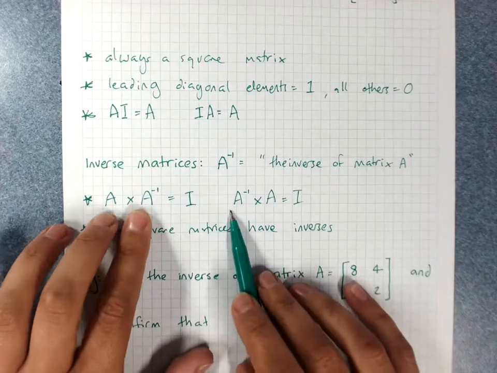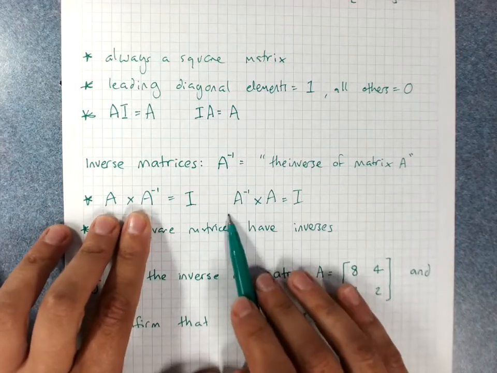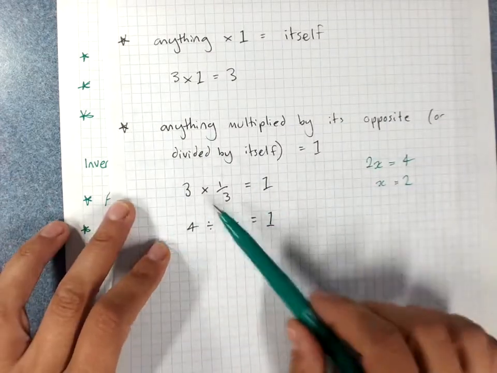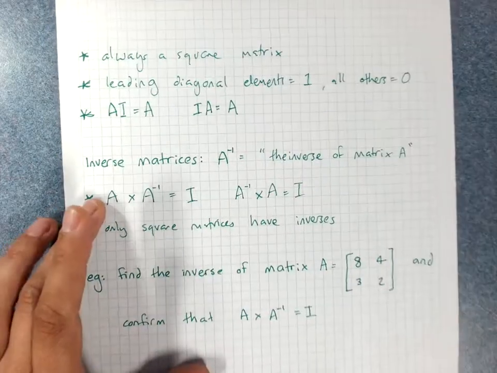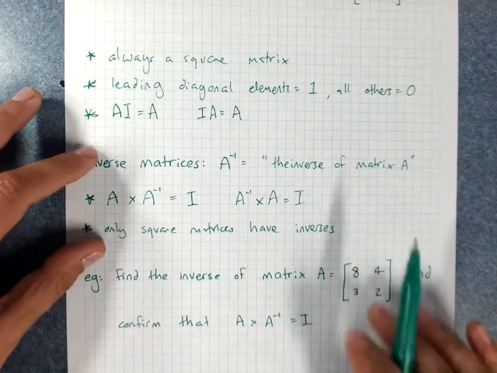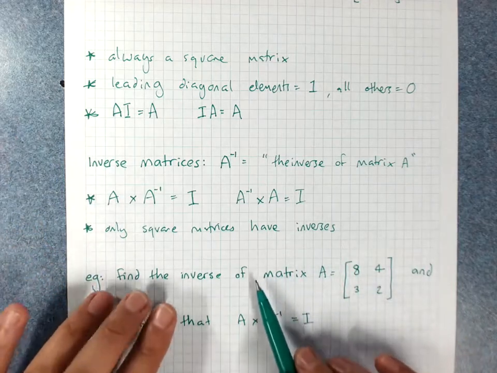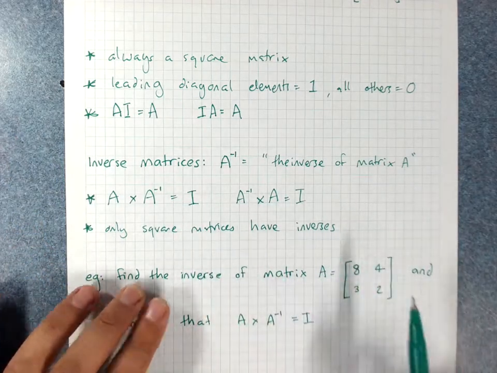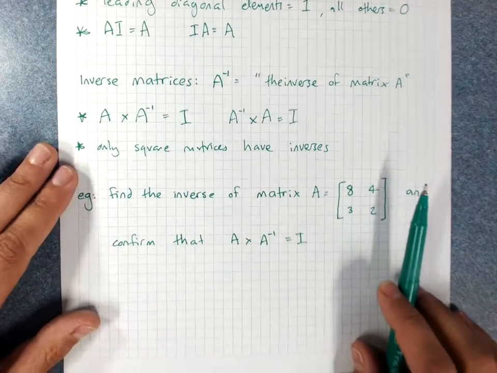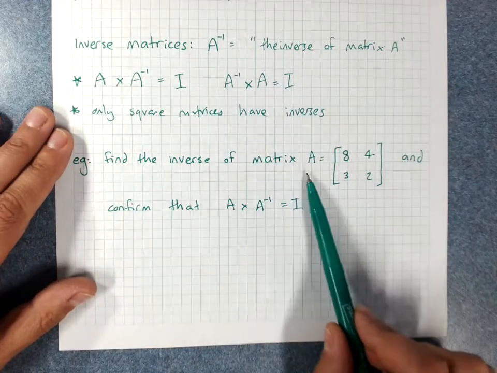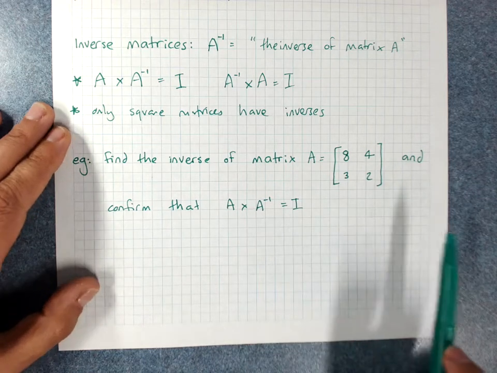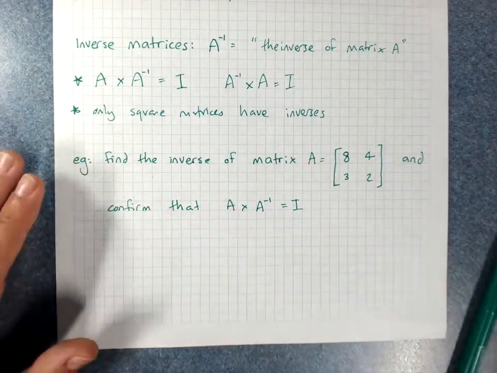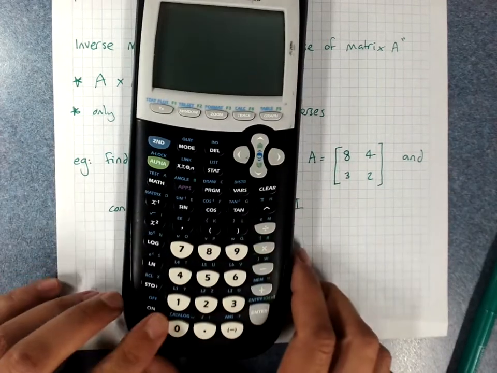Now, this is quite handy in our next concept because we'll use it in the same way that we use doing the opposite of something or multiplying by its opposite to get 1 to solve equations. But for now, we're just getting this concept happening. We won't teach how to find the inverse. We use our graphics calculators to do it. So the questions we might have here: find the inverse of matrix A and confirm that A times its inverse is the identity matrix. So enter your matrix into your graphics calculator.